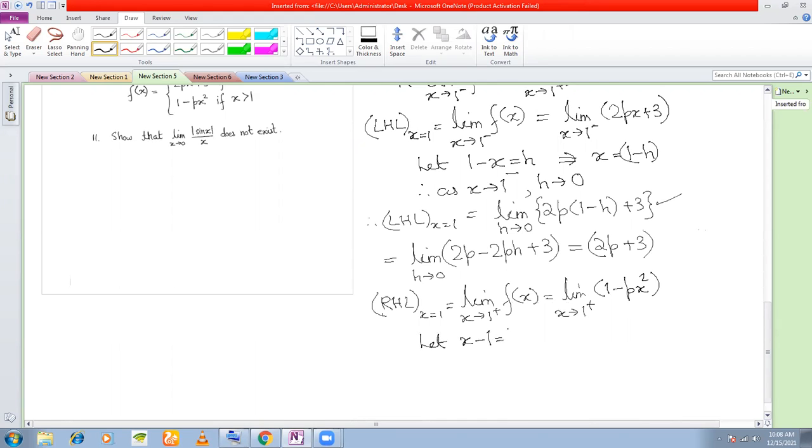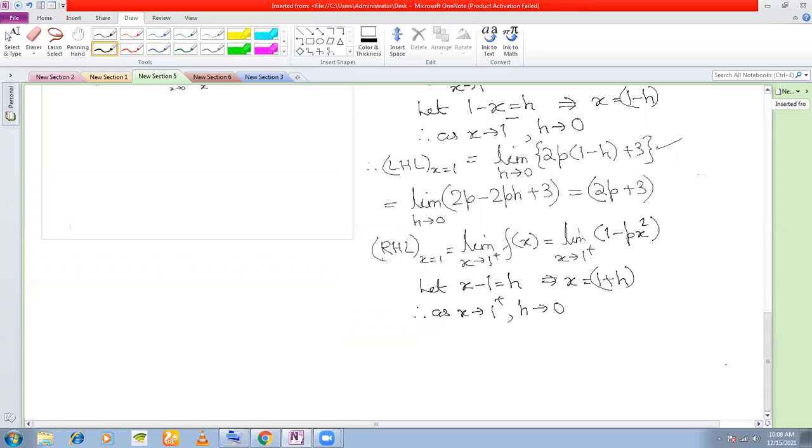How do you evaluate the right hand limit? Put x minus 1 is equal to h, so you get x is equal to 1 plus h. Therefore, as x tends to 1 plus, h tends to 0. So the right hand limit at x is equal to 1 is equal to the limit as h tends to 0 of 1 minus p, and instead of x you put 1 plus h, squared.